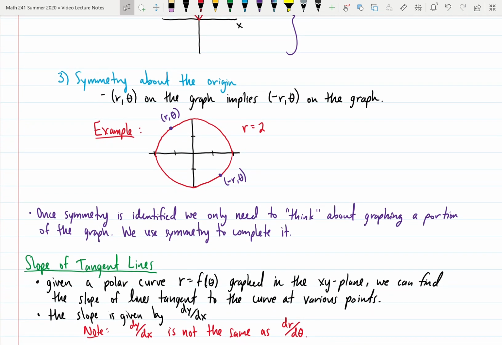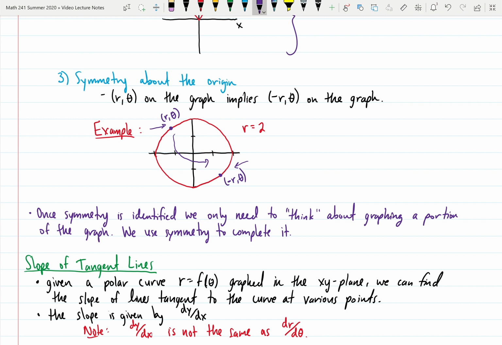So a circle seems like a pretty archetypal example of what symmetry about the origin would look like. It just means that if you take some point on your curve, call it (r, θ), and you reflect directly across the origin to the other side, specifically to (−r, θ), then (−r, θ) has to be on the curve as well.